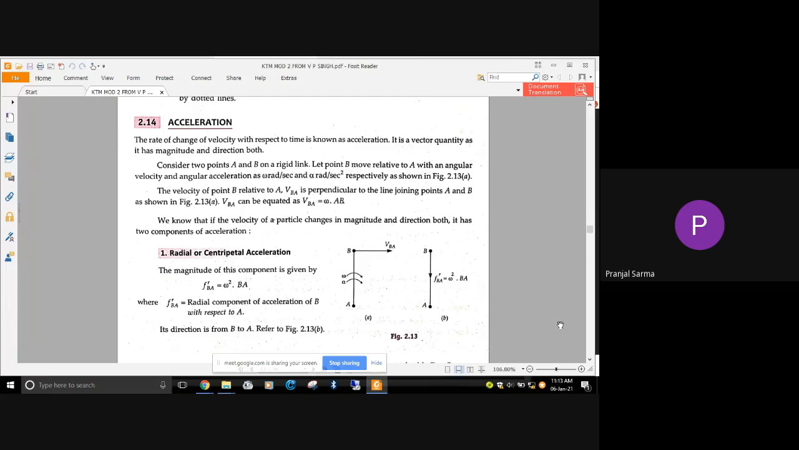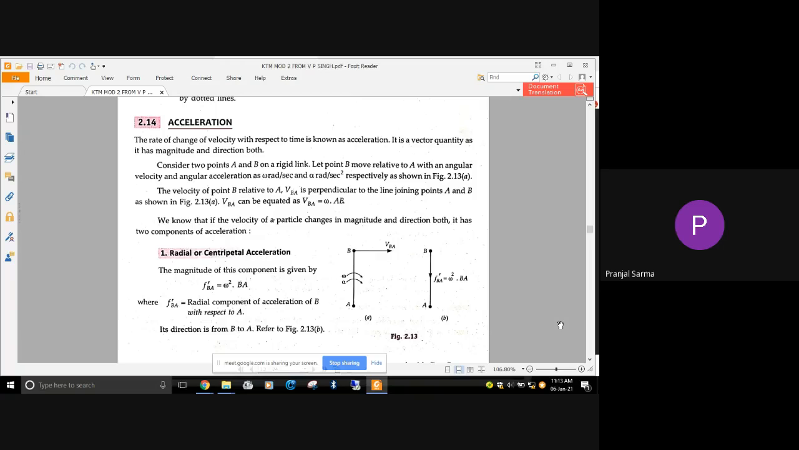So now we know what acceleration is. It is nothing but the rate of change of velocity with respect to time, that is, the first derivative with respect to time. And as we already know, it is a vector quantity. That means both magnitude as well as direction are required to completely specify it. Only knowing its magnitude is not enough, and only knowing its direction is not complete. So we have to have both magnitude as well as direction.